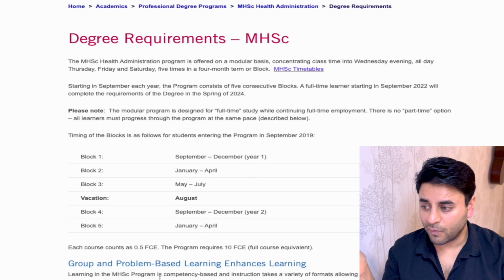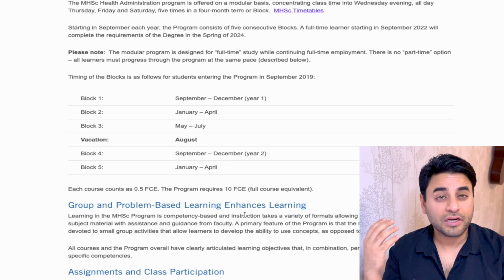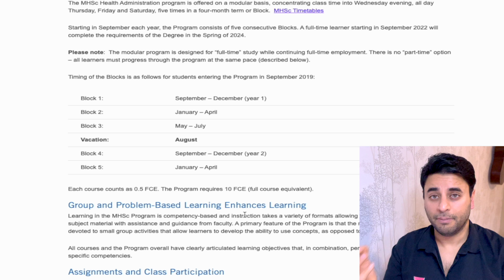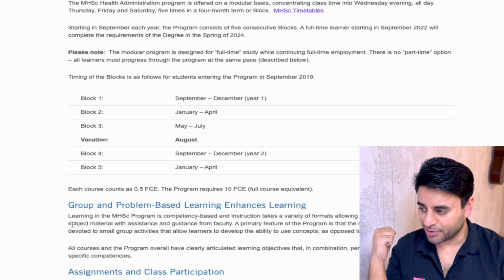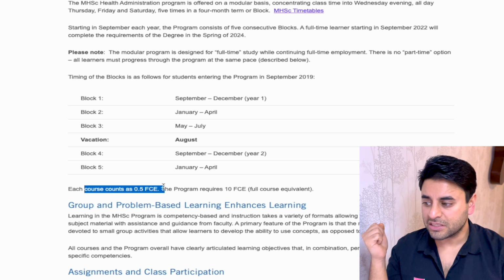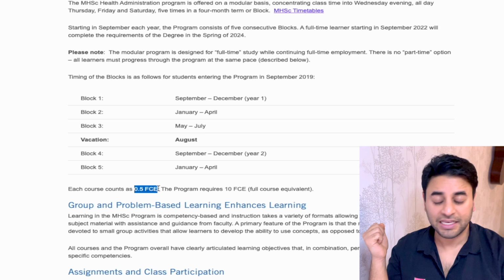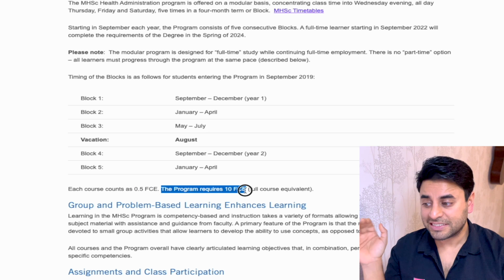So it's a very good way of looking at what the program wants from me before they give me a graduation degree. So it says that each course is 0.5 FCE. The program requires 10 FCE.